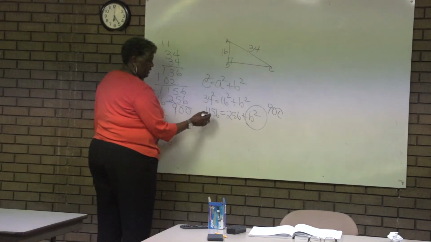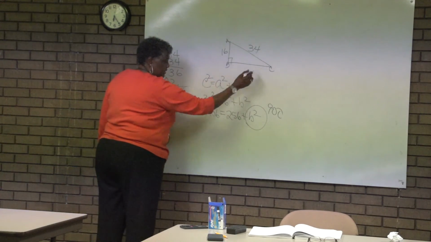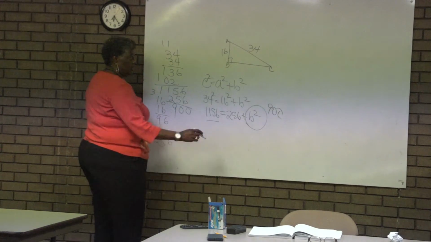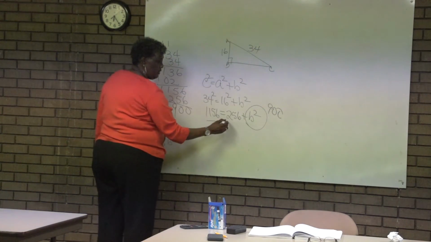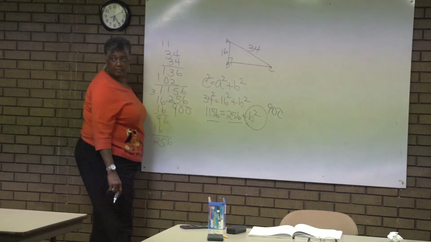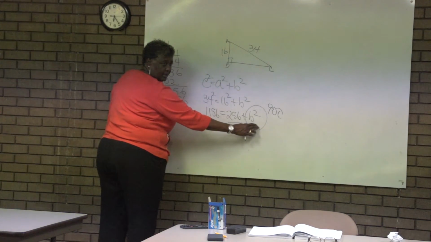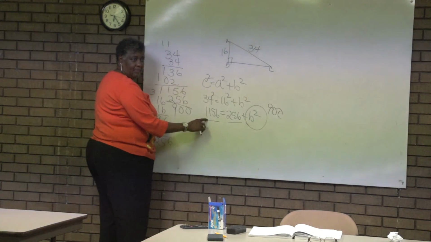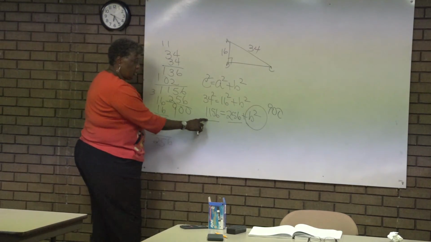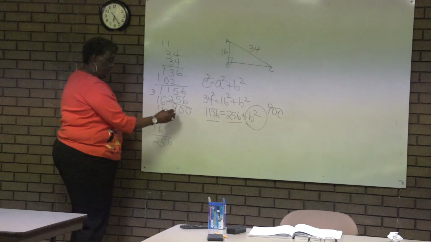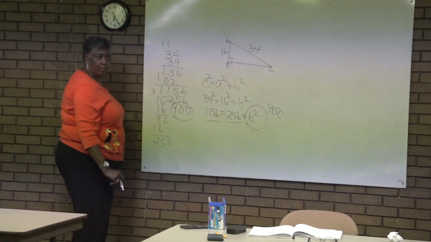And you figured out that this times itself was 1156. This times itself was 256. I know that 256 plus something has got to give me that 1156, right? So I subtracted the 256 from the 1156 and found out that I need 900 more.